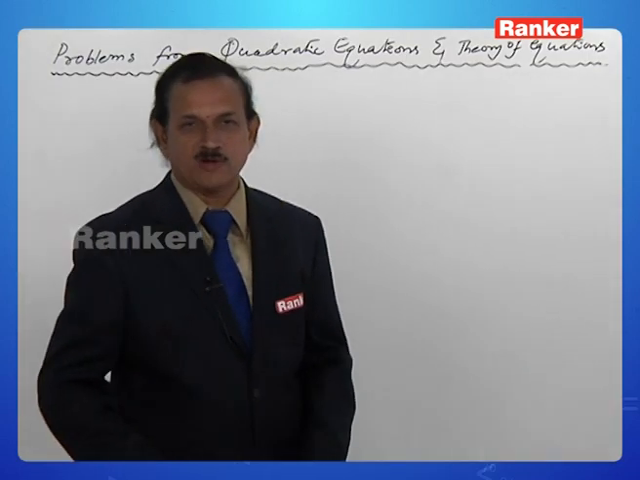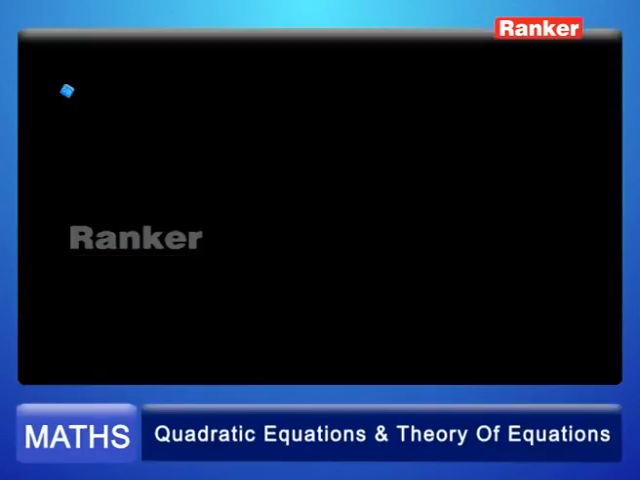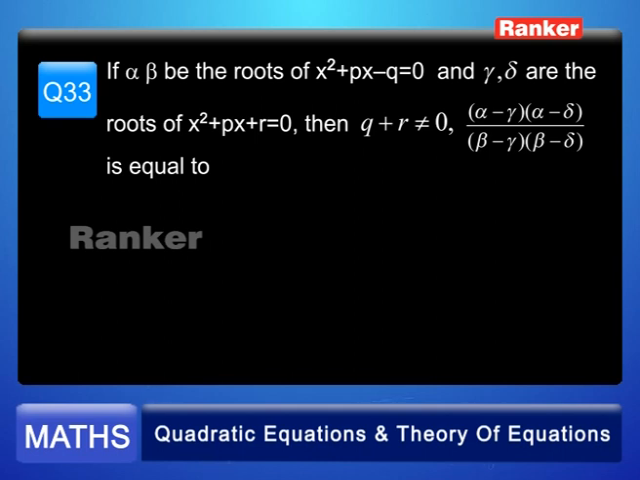The next question before us is question number 33. The question is, if alpha, beta are the roots of x square plus px minus q is equal to 0 and gamma, delta are the roots of x square plus px plus r is equal to 0 such that q plus r is not equal to 0, then alpha minus gamma into alpha minus delta by beta minus gamma into beta minus delta is equal to. First option is 1, option B is 2, option C is 3, option D is none.